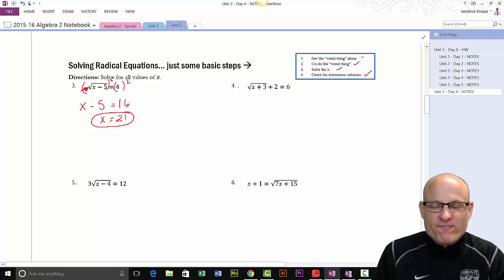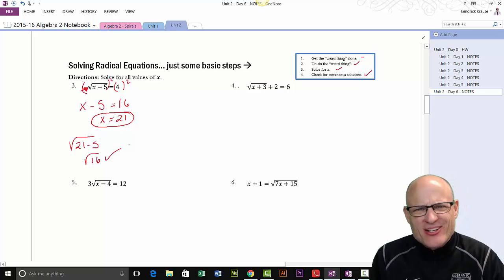Check your answers, please. Sometimes you get bogus answers, otherwise known as extraneous solutions. 21 minus 5 is 16, and the square root of 16 is 4. Check. Didn't take long, did it?